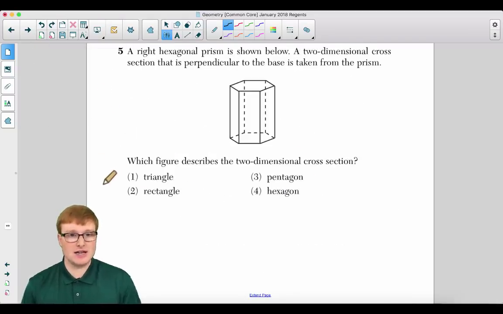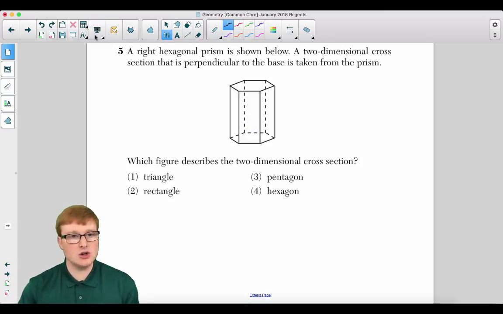Number 5, a right hexagonal prism is shown below. A two-dimensional cross-section that is perpendicular to the base is taken from the prism. Which figure describes a two-dimensional cross-section? So we are looking for a cross-section that is perpendicular to the base of a hexagon. Well, technically speaking, the top and the bottom are both bases, but since the base is on the bottom, let's go ahead and use the bottom if you want to. So we're trying to find the cross-section that is perpendicular to its base.